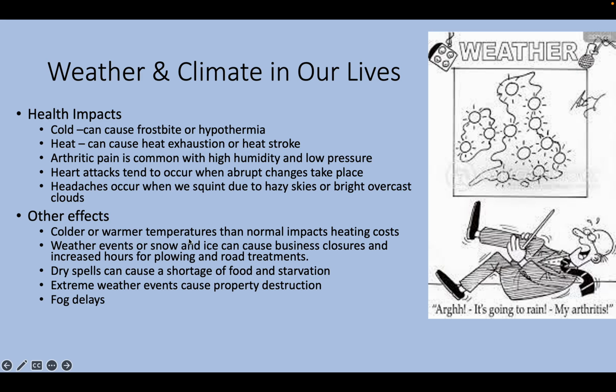Other effects: colder or warmer temperatures than normal impact heating costs. Kind of self-explanatory. Weather events like snow and ice can cause business closures and increased hours for plowing and road treatments. Dry spells can cause a shortage of food and lead to starvation in some areas. Extreme weather events can cause property destruction, and we can also get fog delays. So lots of things can be impacted by our weather and our climate. And here we've got our nice guy with our arthritis who says, it's going to rain.